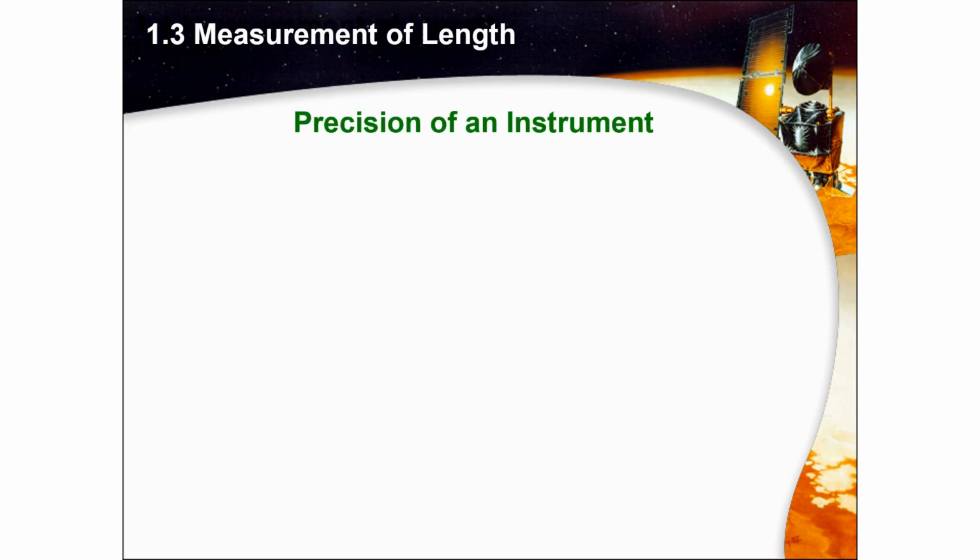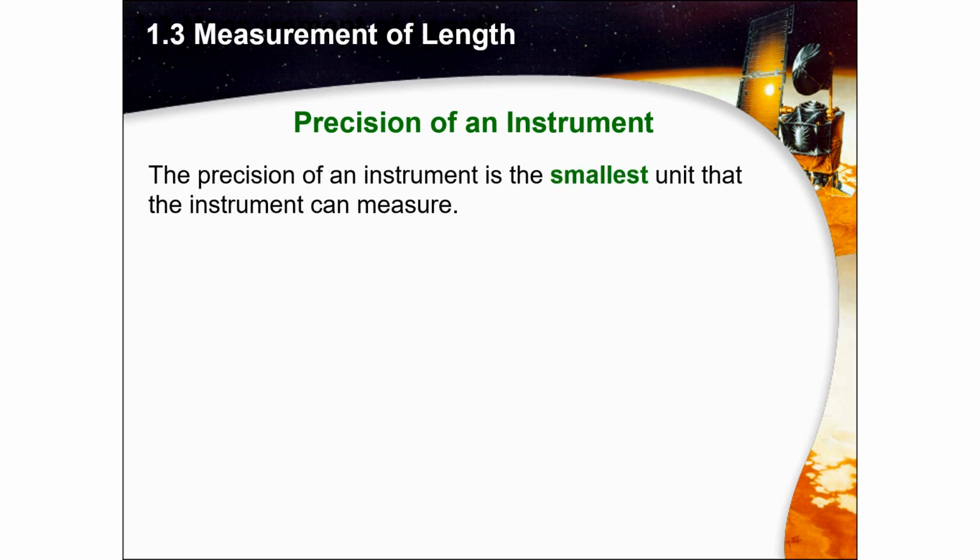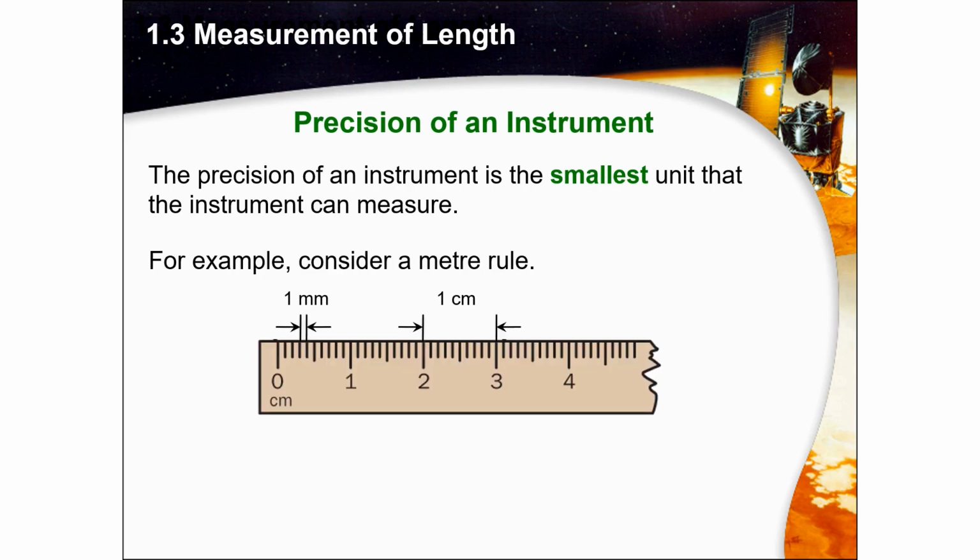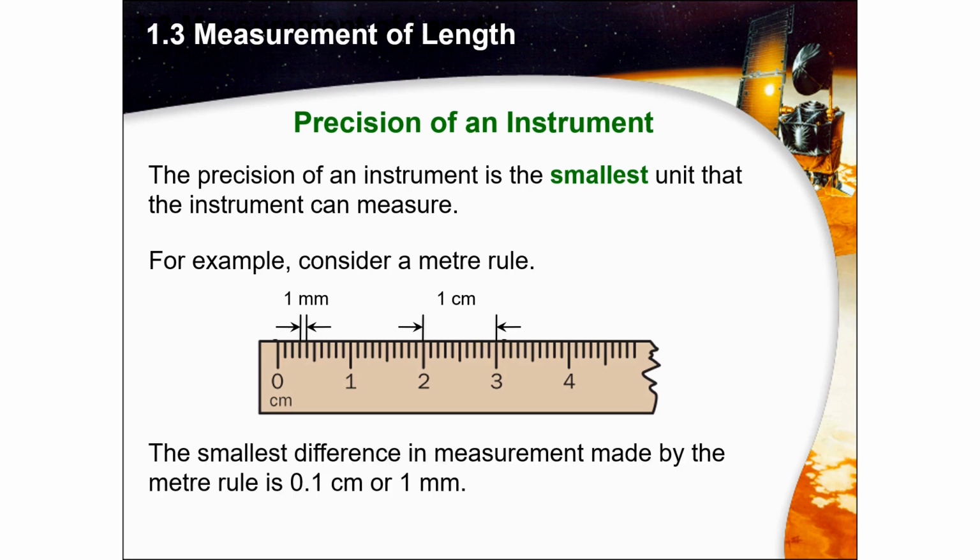Now, precision of an instrument. The precision of an instrument is the smallest unit that the instrument can measure. For example, consider a meter rule. We can see here that it is counted by centimeter, but there are also lines between them. So we can say that the smallest difference in measurement made by the meter rule is 0.1 centimeter or 1 millimeter, because it can count down to the millimeter.